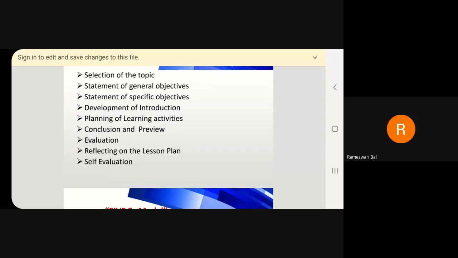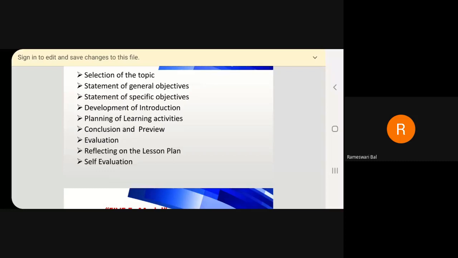Here one thing I forgot to mention: the preparation of the teaching learning materials that we are going to use at the time of presentation, introduction or evaluation. For that also we have to plan. I didn't mention that in this PPT, it is left out. So you should give importance to how we can prepare those teaching learning materials.